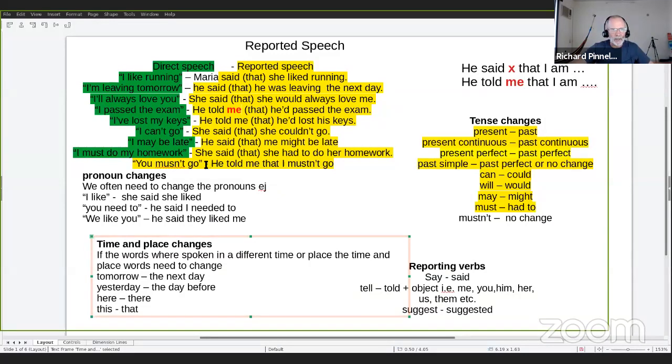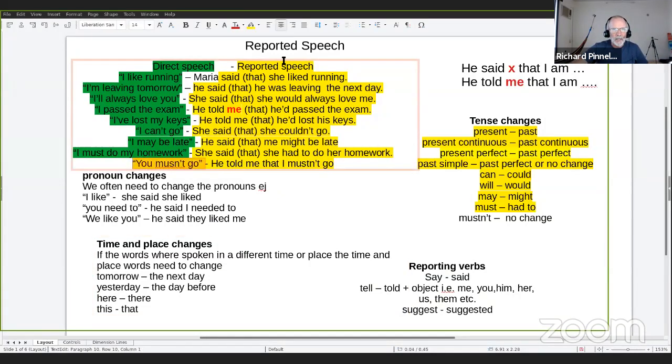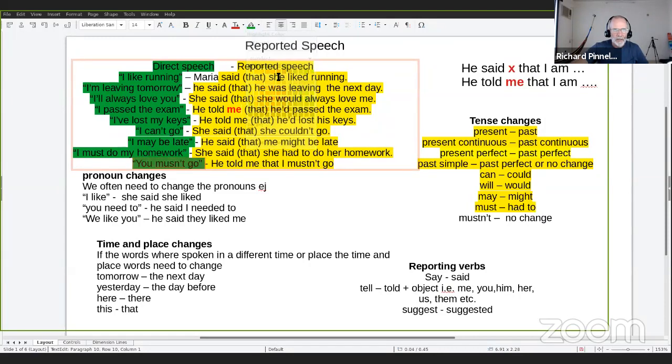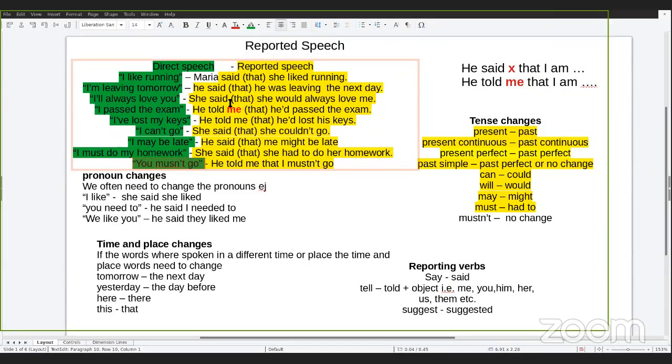So let me read these examples again, and then we'll see if there's any questions. No questions? Everything is very clear? Yes. Good. Okay, let me read the examples.